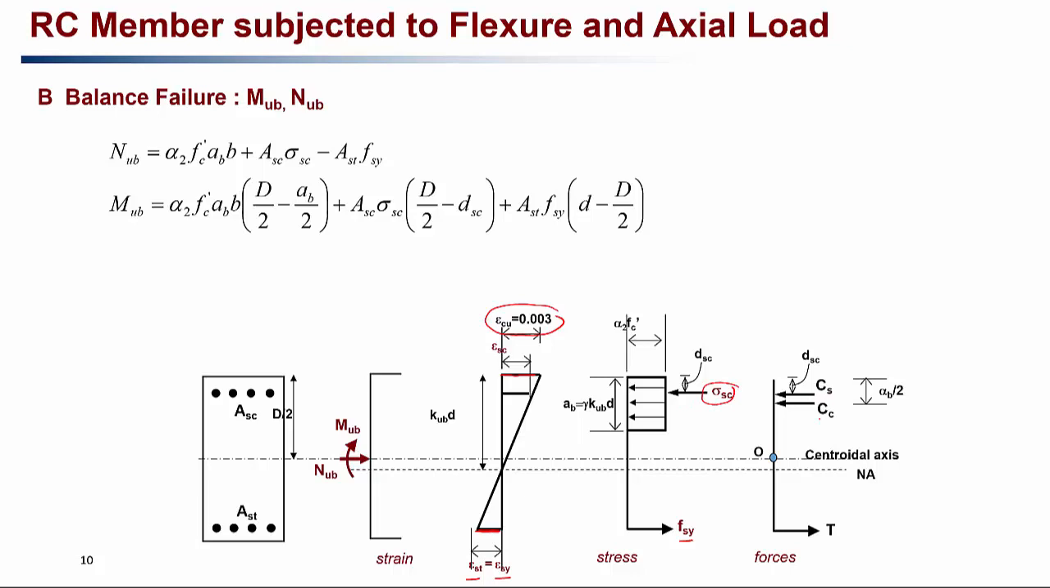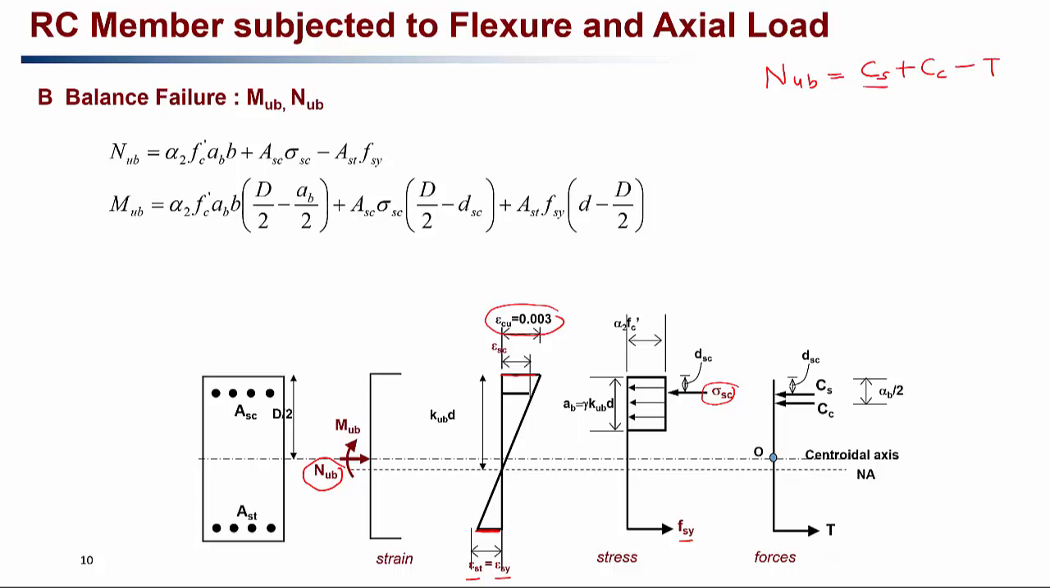Now we have two forces in compression. Cs is the compression force taken by the steel, Cc is the compression force taken by the concrete block, and T is the tension force taken by the steel. Now it is again exactly like a doubly reinforced section at the balance failure point, but the only difference is that there is axial load NUB acting on the column as well. So for the horizontal equilibrium of the forces, NUB, that is the load at the center of the column, should be equal to the compressive force taken by the steel plus the compressive force taken by the concrete minus the tensile force taken by the steel, T. That will give you the axial load capacity.